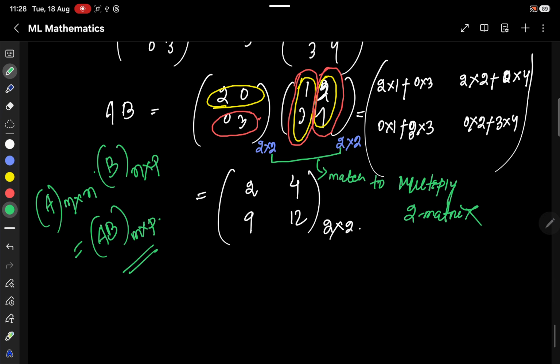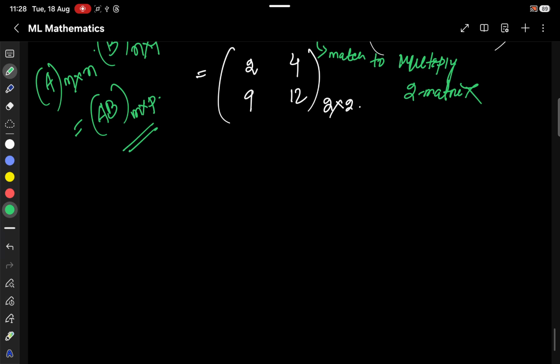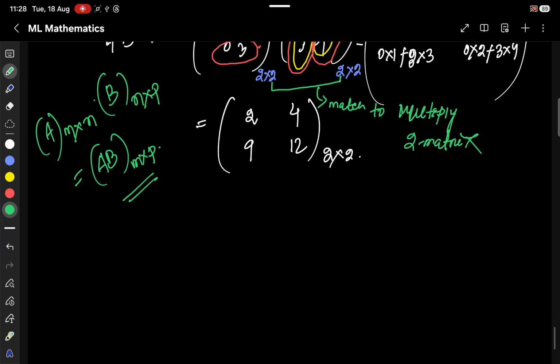Hopefully you guys are clear. This is not that difficult. What we are trying to do here, I'll give you a very good example. This is a pretty famous example.